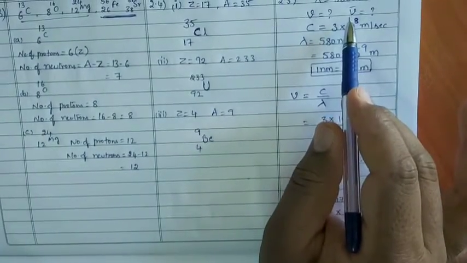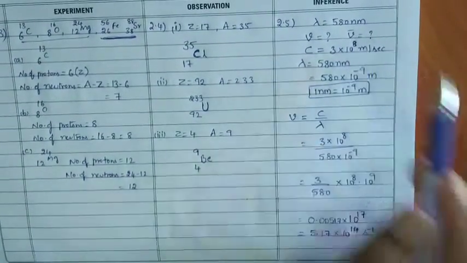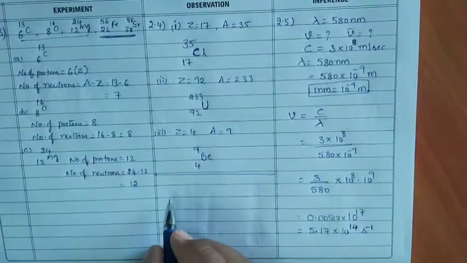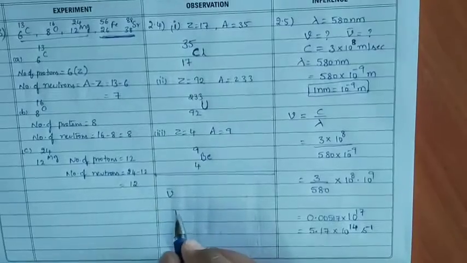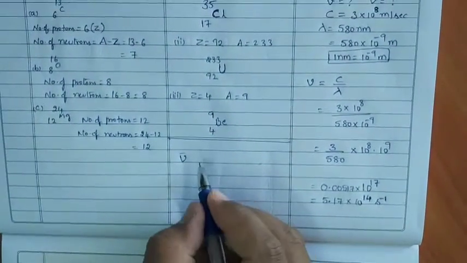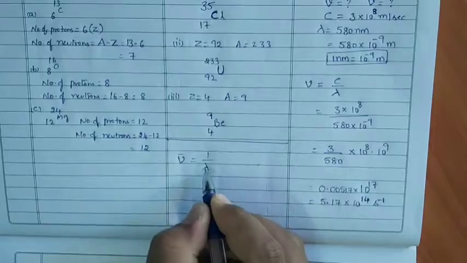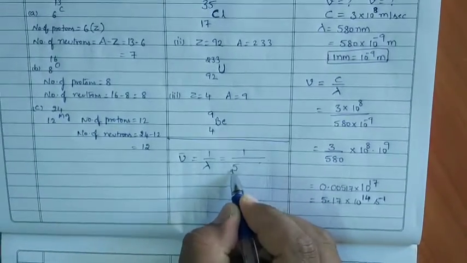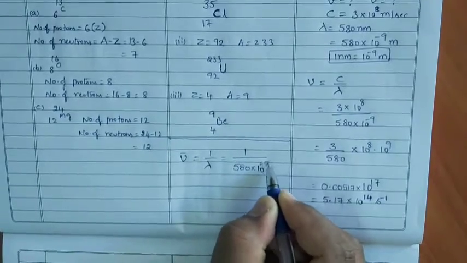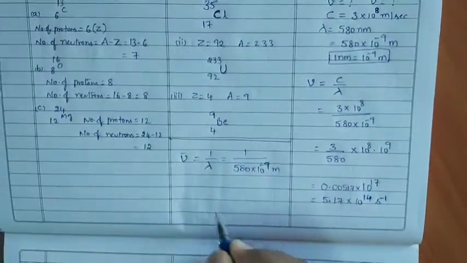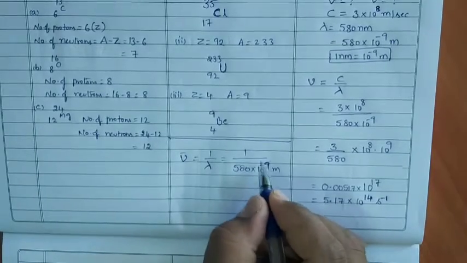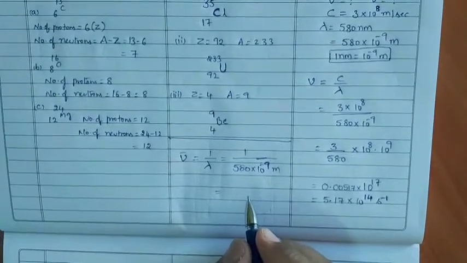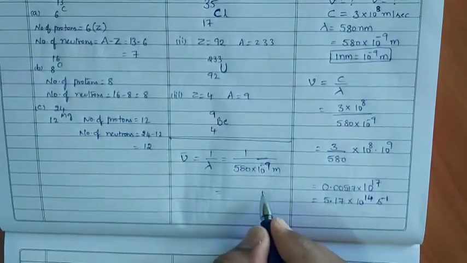Then what about nu bar? Nu bar is nothing but the wave number. Nu bar is equal to 1 by lambda, is equal to 1 by 580 into 10 power minus 9 per meter. The 10 power minus 9 in the denominator, if it goes to the numerator, becomes 10 power 9.